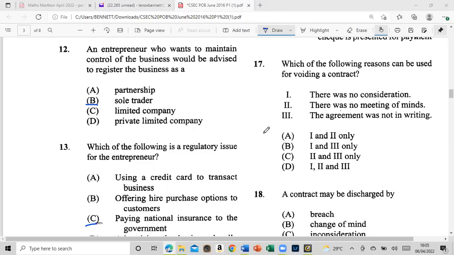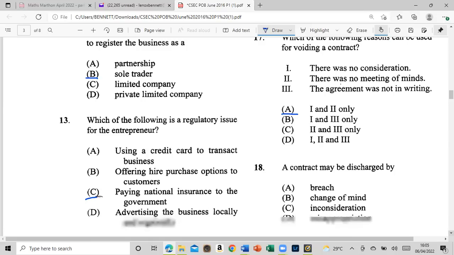So you can just take out 3 and it will be 1 and 2. So that's a trick. That was a tricky one by CSEC that year. It was a tricky one. Let's move on to number 18.